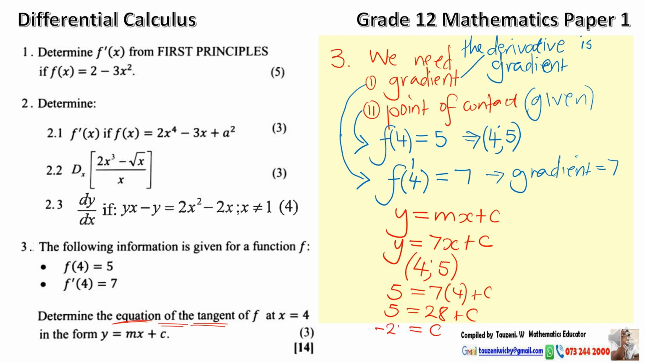equal to negative 23. Now that we have calculated c, we got the gradient, we can safely say, therefore, the equation of the line is y is equal to 7x minus 23. This is the equation of the tangent with the given details. That is our question number 3 answered.